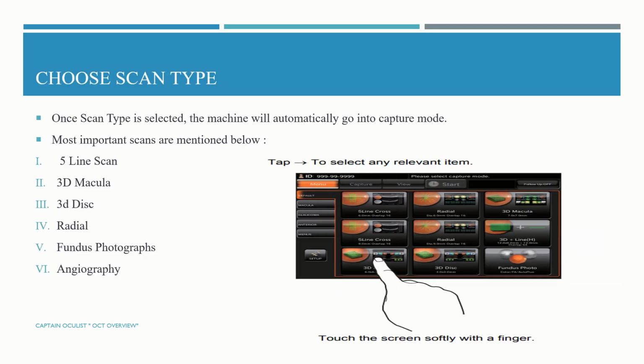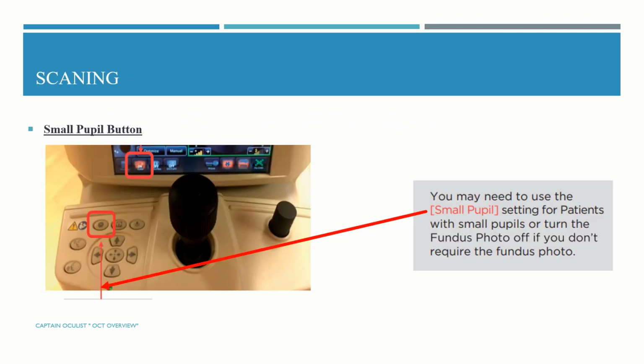The third step is to choose a scan according to the patient. Mostly which we use in our daily routine are the 5-line scan, 3D macular, radial scan, fundus photographs, angiography, and 3D disc. If the patient has a small pupil, we click onto the small pupil button. It will adjust the machine according to the patient's pupil.